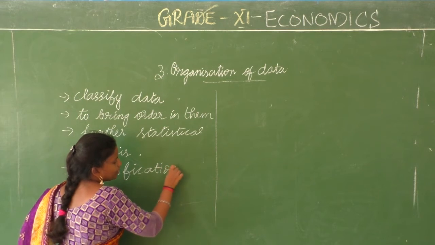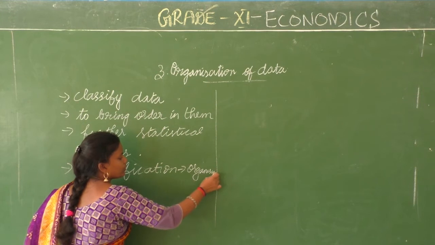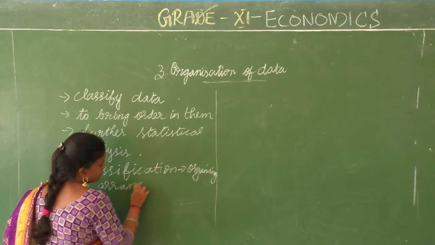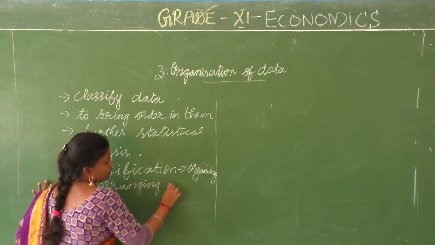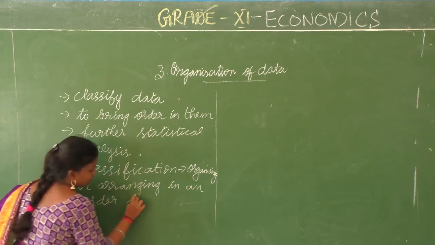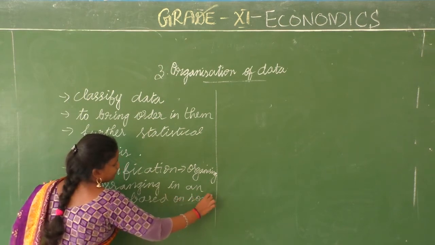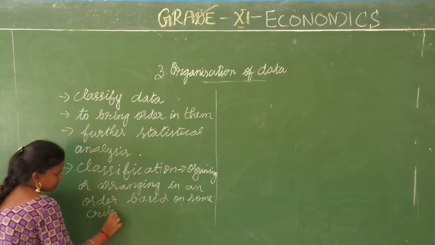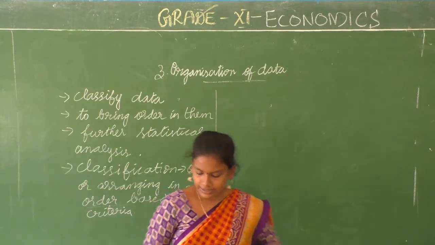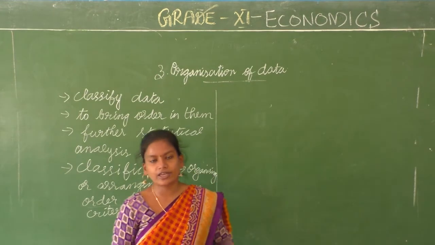So what is meant by classification of data? Classification of data means organizing or arranging in an order based on some criteria or criterion. Alright children, this is the meaning of classification of data.